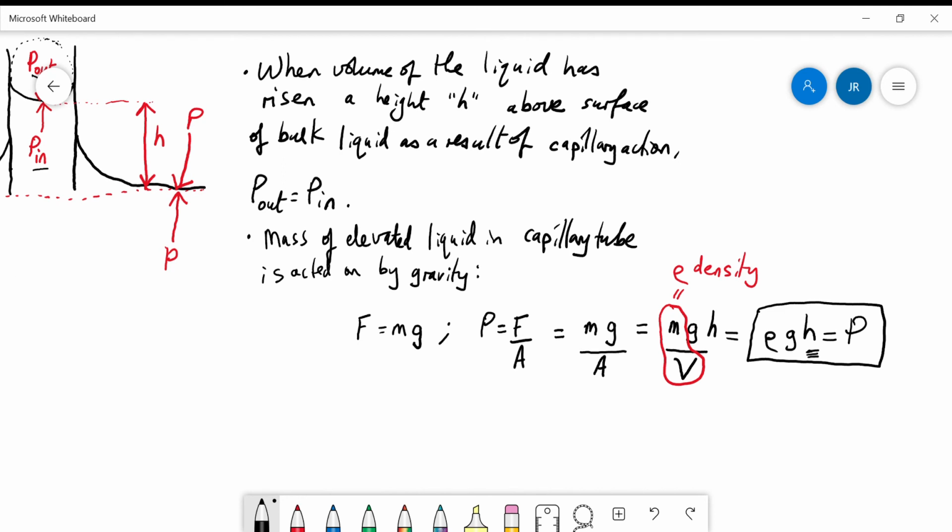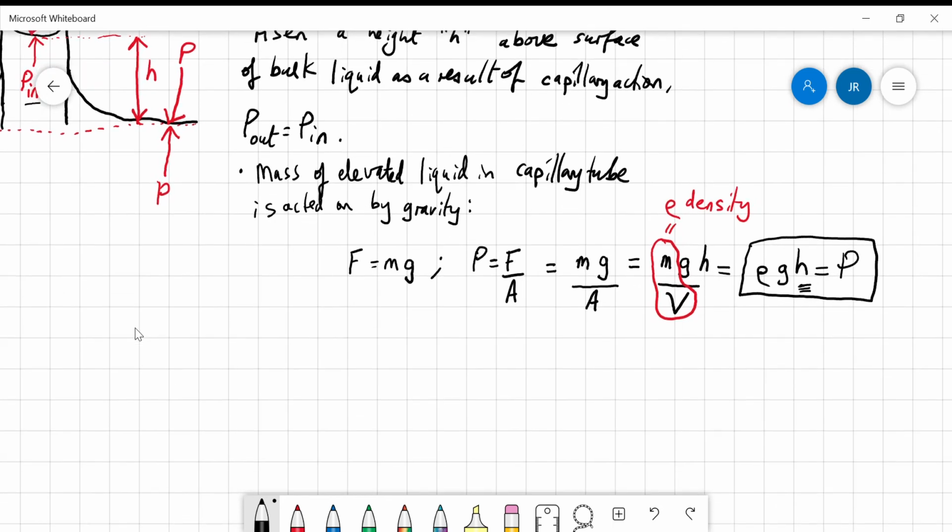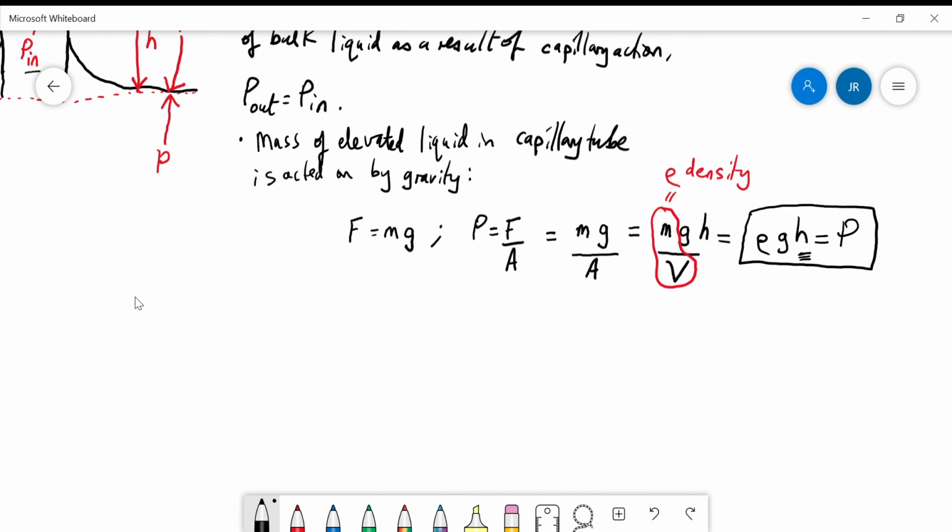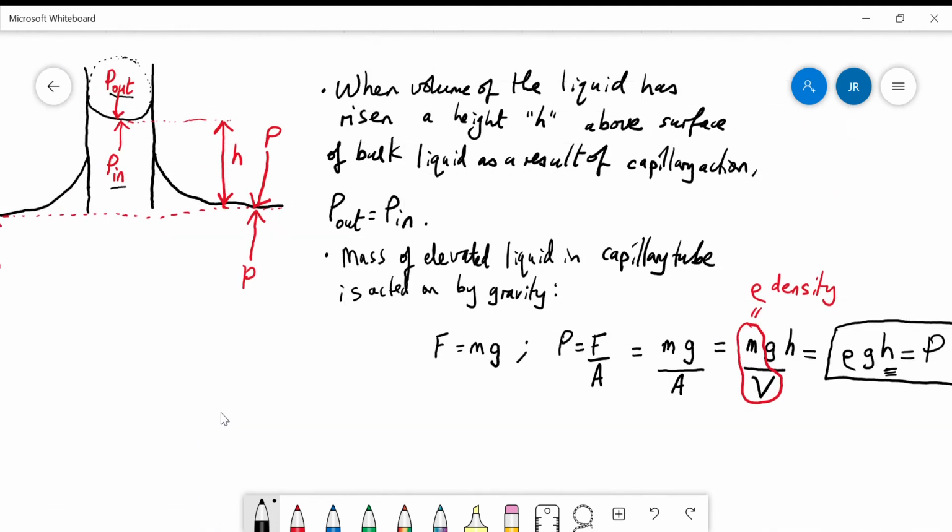Okay, so let's go back to our Young-Laplace equation and see where this would fit in. Which direction would this pressure be? Well, this is going to be down, right? So if we look at our diagram, this extra pressure, caused by the extra liquid being elevated and opposed by gravity, would be in the same direction as P out.